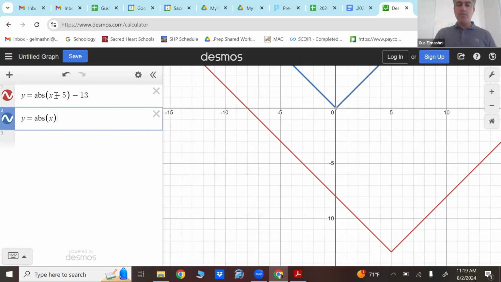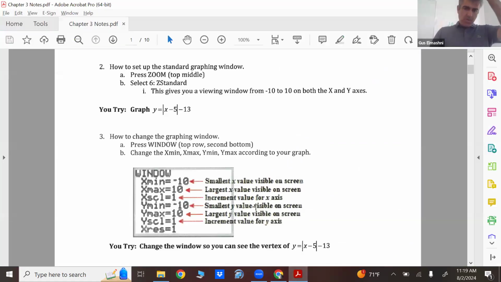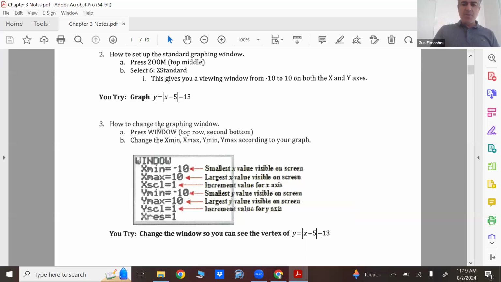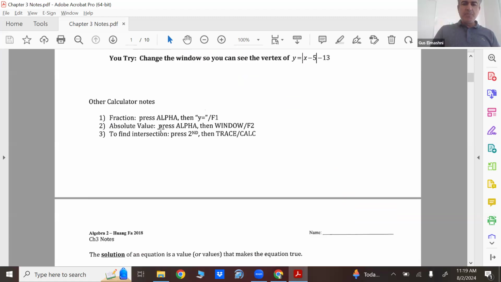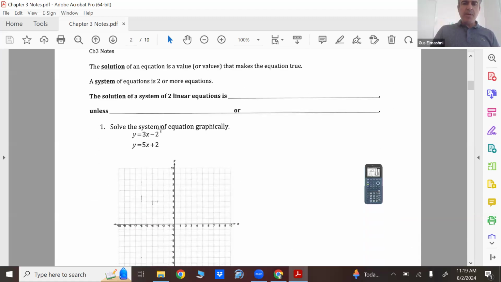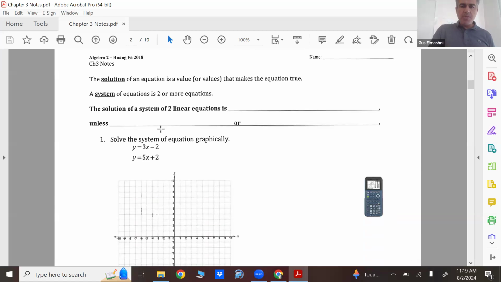The minus 5 implies to move 5 right. Minus 13 implies to move 13 down. So we'll talk more about translations when we meet again as a class. But that's what those things do. We'll obviously have more discussion on graphs of absolute value and transformations next time. This is in the graphing calculator, and I'm just going to do this on Desmos for simplicity's sake. But now let's move on to systems of equations. For something like y equals 3x minus 2 and y equals 5x plus 2, you can graph each line, see where they touch. The solution is going to be the point of intersection.